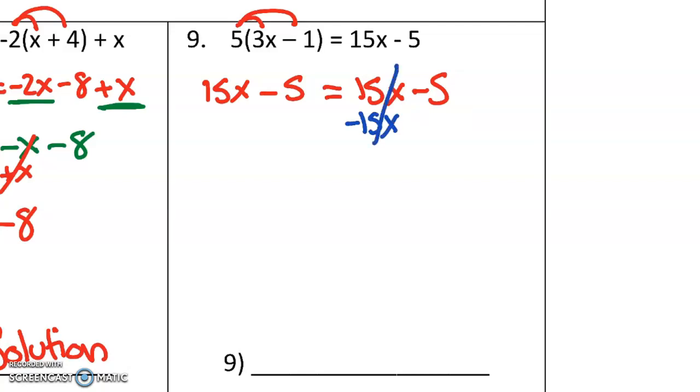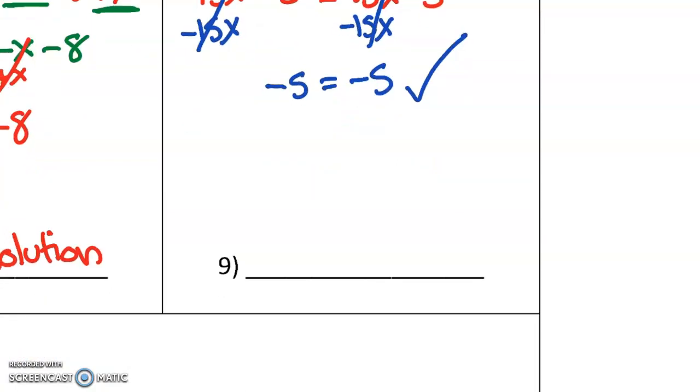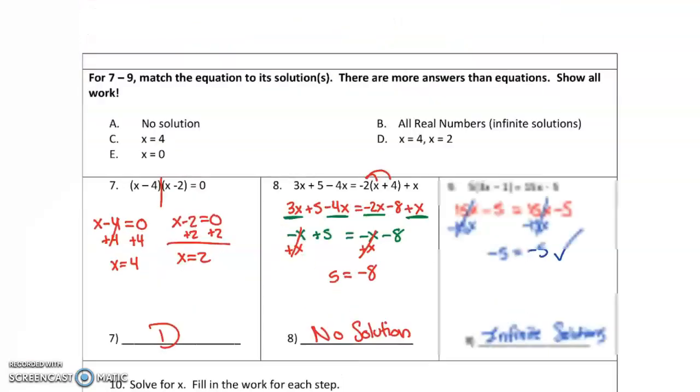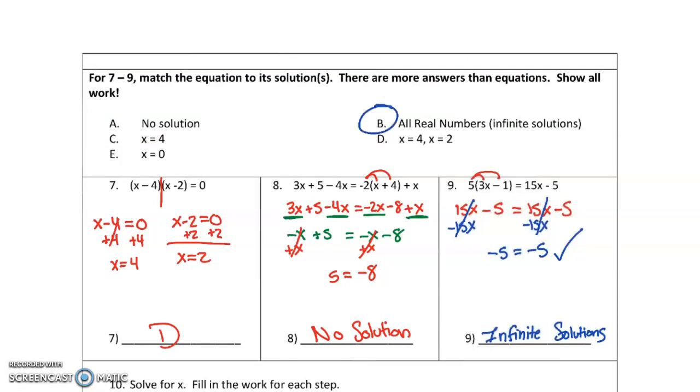I like to put my x's together first, which means we canceled out our x's, which is a little scary, but it's okay. I've got negative 5 equals negative 5, and that is true. If it's true, then it is always true, and there are infinite solutions. Or B, all real numbers.